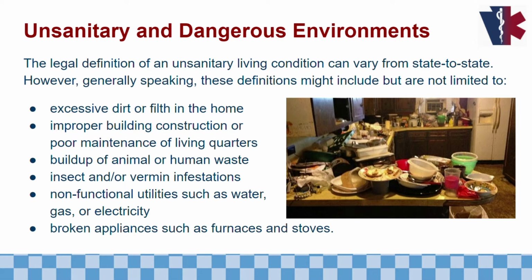Another often overlooked form of neglect are unsanitary and dangerous environments. While the legal definition of unsanitary living conditions can vary from jurisdiction to jurisdiction, some commonalities are excessive dirt or filth in the home, poor maintenance of living quarters, a buildup of animal or human waste in the home, infestations with insect or vermin, non-functional utilities such as water, gas, and electric, and broken, unusable appliances such as furnaces and stoves.